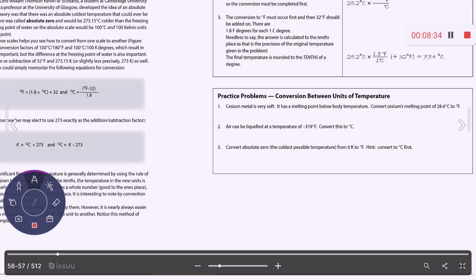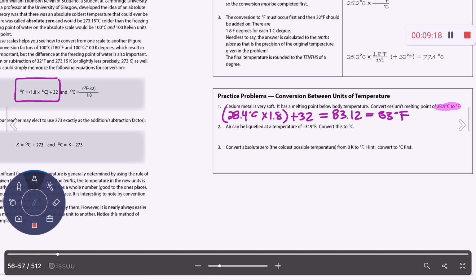Number 1 says cesium metal is really soft. It melts below body temperature. We're going to convert its melting point from 28.4 degrees Celsius into degrees Fahrenheit. So that means you're going to use this first equation here. So this is going to be 28.4 degrees C times 1.8, and then you're going to add 32. Usually I have you round to the nearest whole number. Just read the directions on the problem when you're doing a temperature conversion. This comes out to be 83.12. I'm going to write it as 83 degrees Fahrenheit. Okay.